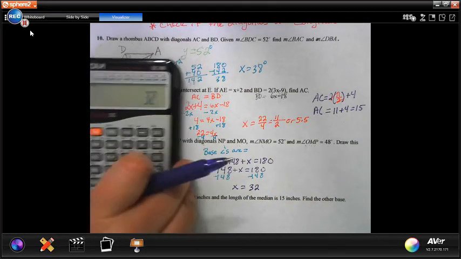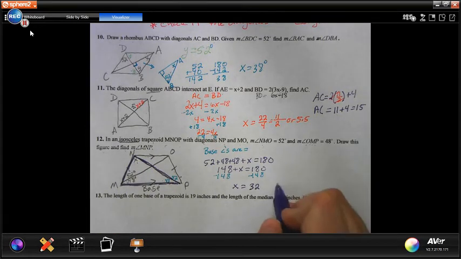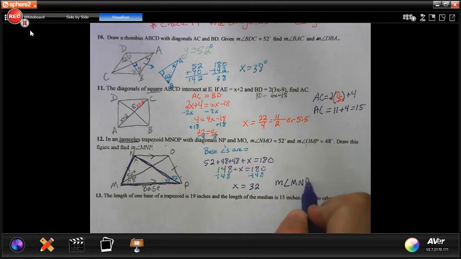Let's see, is that what we need to find? Oh, it says find the measure of angle MNP. I called it X. So the measure of angle MNP equals, oh, sorry, I almost wrote the wrong one. I'm not used to being able to erase pen. There we go, 32 degrees. Okay, almost done. We have 2 more problems.